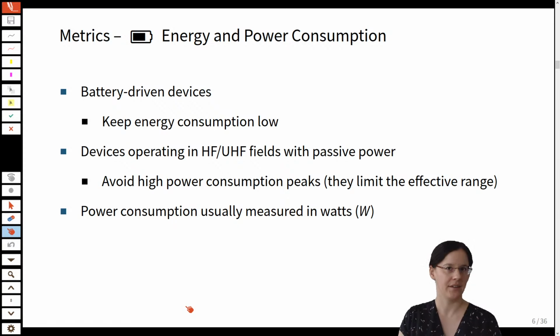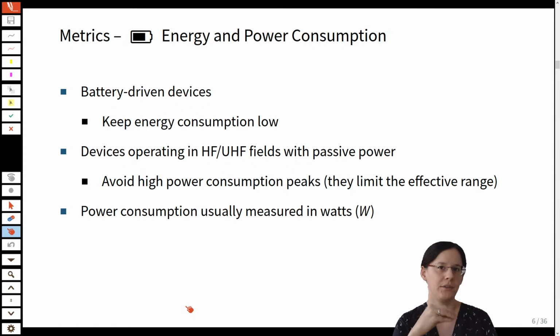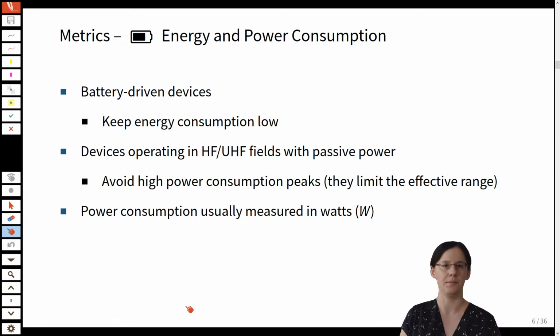In other devices, it's more the power itself that is the problem. This is particularly true in passively powered devices, for example devices powered in a high frequency or ultra high frequency field, because there the device draws the power from the field it's in, but the more power it needs, the closer it needs to be to the source. So the lower the range of certain wireless transmission setups that you can use. Power is usually measured in watts.